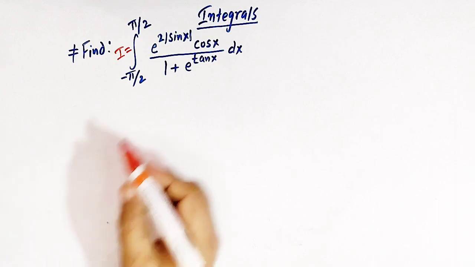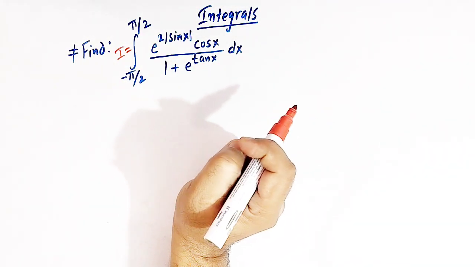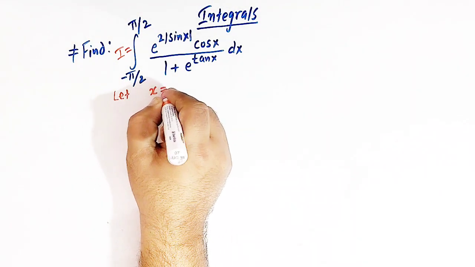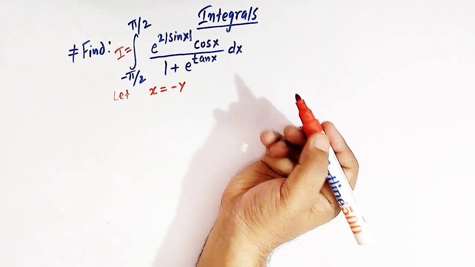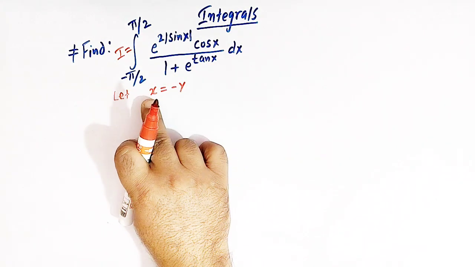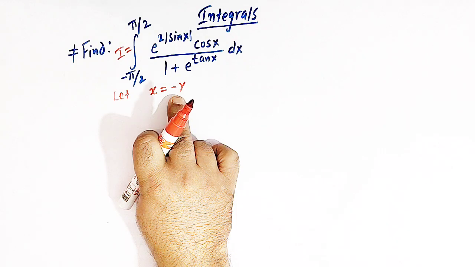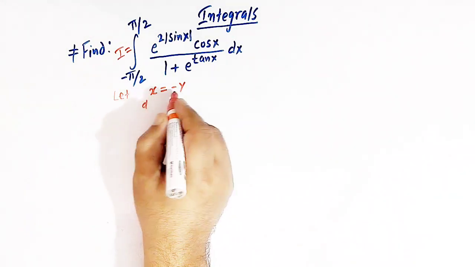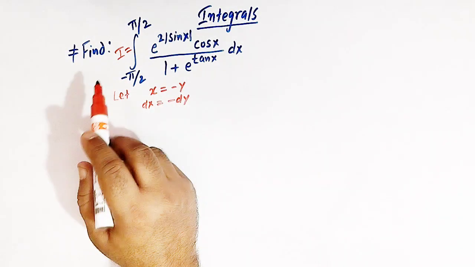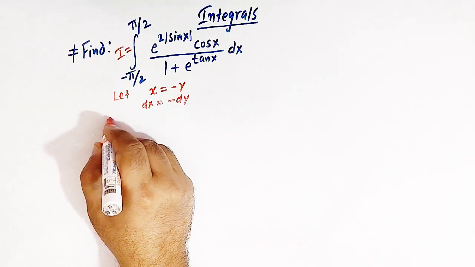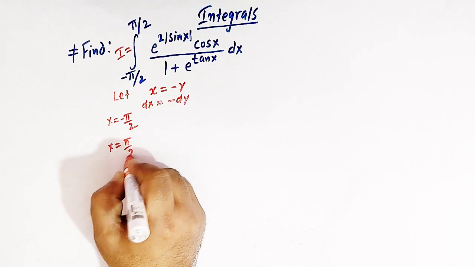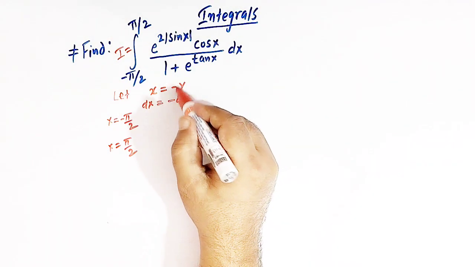So the first step is to make use of the method of substitution. Let us first substitute x is equal to minus y. Here we'll introduce a new variable y. If we differentiate both sides, we'll get dx is equal to minus dy, and since the limits vary from minus pi by 2 to pi by 2, we'll also change the limits because we are changing the variable.